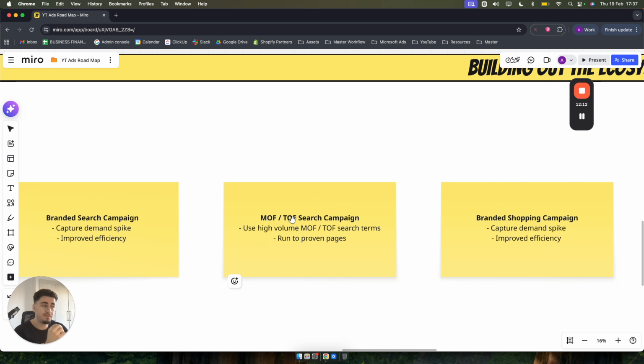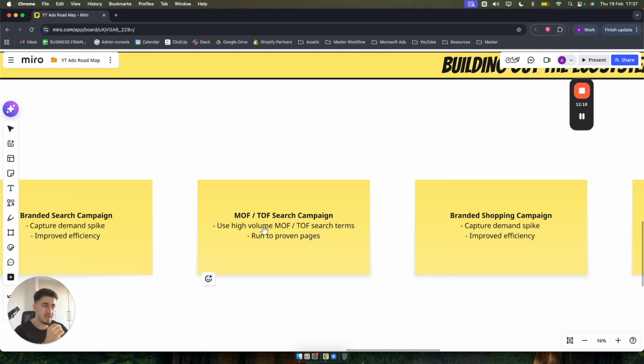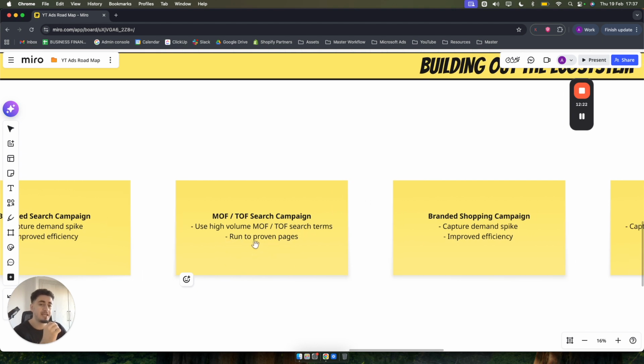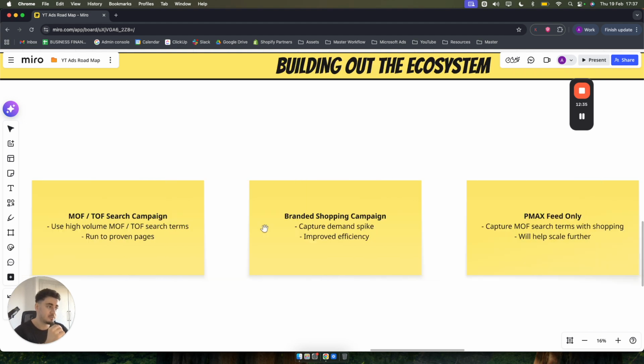You want to have middle of funnel and top of funnel search campaigns. So what you want to do is use high volume, middle funnel and top of funnel search terms. You can look at this, for example, on Google Keyword Planner, and then run this to the proven pages that are working well for YouTube and on Facebook, right? Because top of funnel works really well with advertorials. Middle funnel comparison pages and listicles work really, really well from my experience.